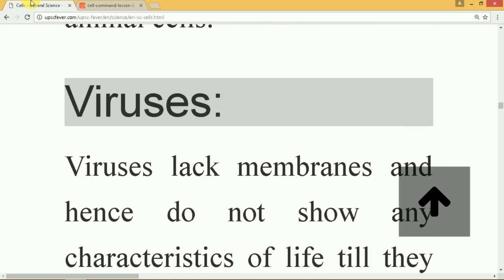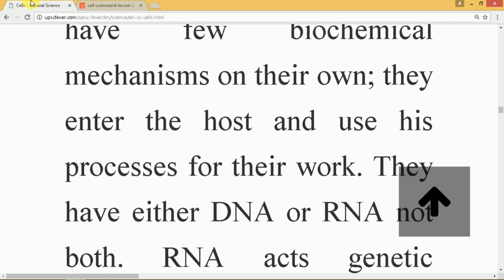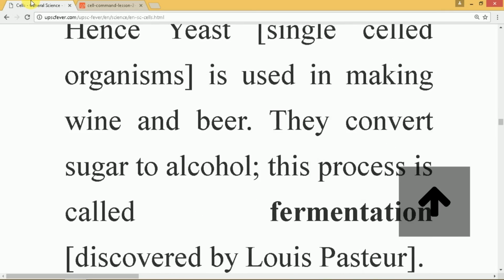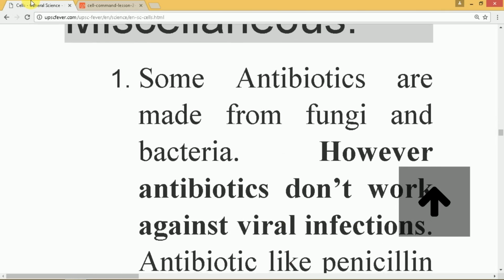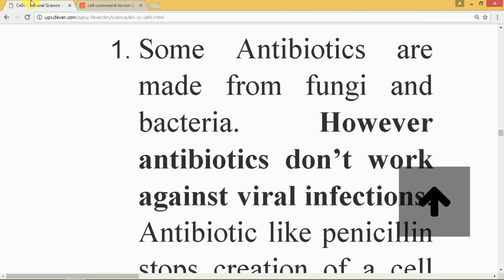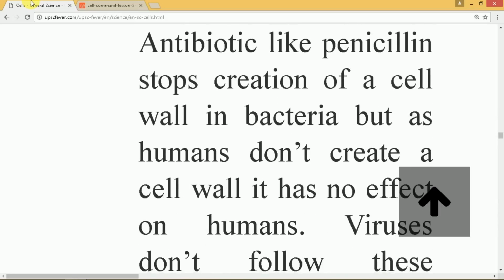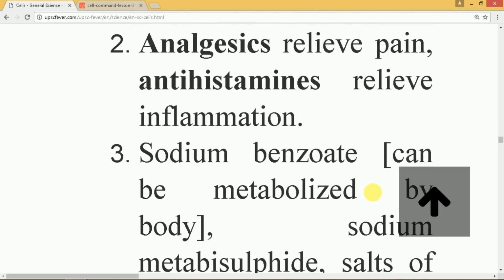Right. So the next point is that some miscellaneous topics are covered, related to cells and organisms. As I have already told you, antibiotics don't work against viral infections, and penicillin, which is an important antibiotic, stops creation of a cell wall and thus kills the bacteria. But since humans do not have a cell wall, penicillin does not affect them.